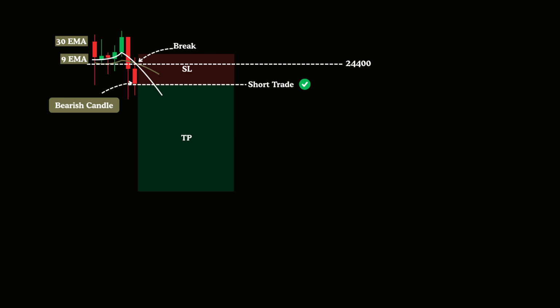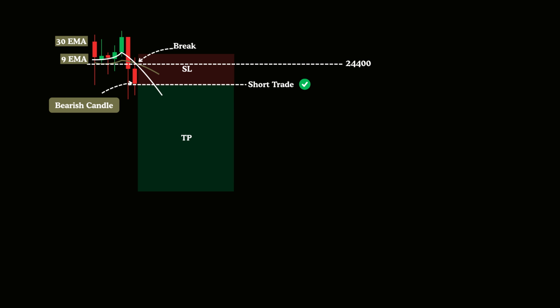Now, if you look at the chart, after trading above the EMA line for some time, the 9 EMA crosses below the 30 EMA along with the closing of a bearish candle. According to price action, the price also closes under the 24,400 level, making this a valid trade entry setup for a short position as per rule number 3. That's why we take entry below the candle's low here and place our stop loss just above its high. Our initial target is set at twice the size of the stop loss.